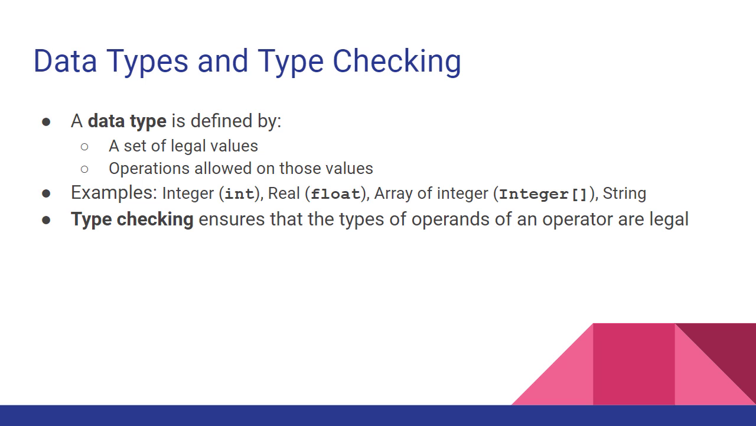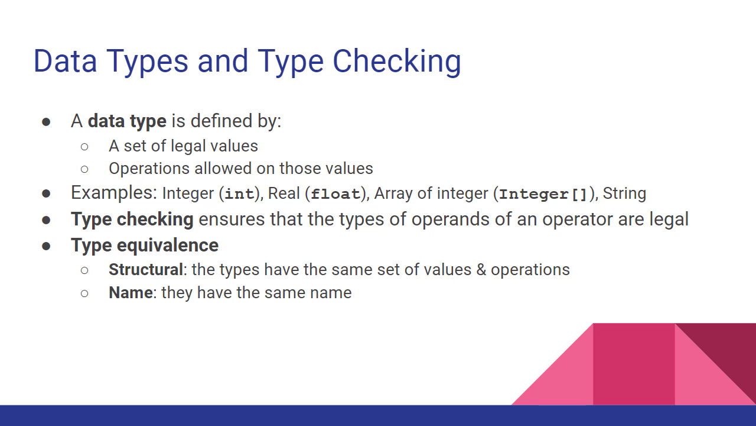Now, type checking ensures that when we have variables that we're using in an operation, the types are valid for that operator. Now, some types are actually equivalent, and there are multiple types of equivalence. For example, structural equivalence means that the types have the same set of values and operations, or in some cases that one type is a subset of the other type, and so in those cases you can sometimes use the first in place of the second. And of course, the strictest type of type equivalence would be name equivalence, where the two types have the same name, meaning they are the same type.